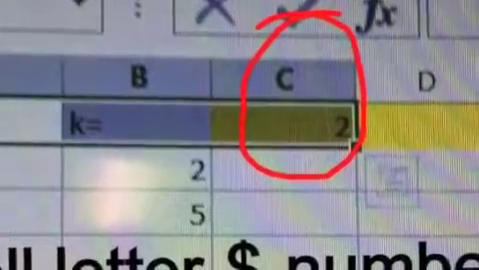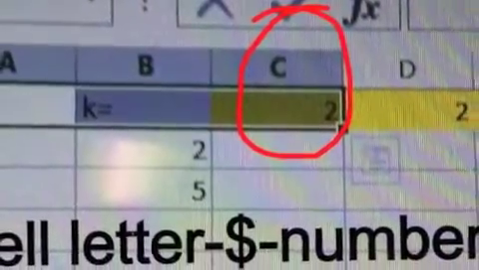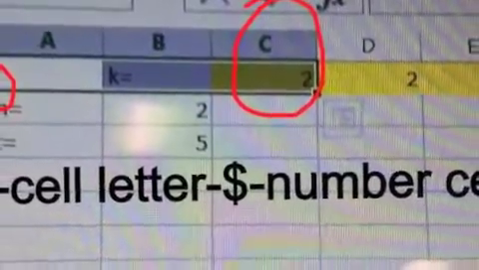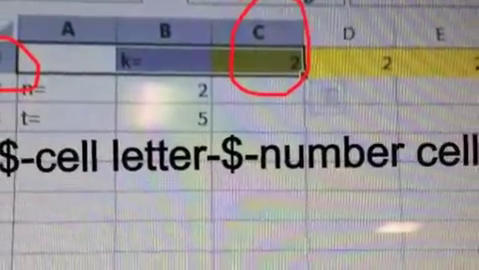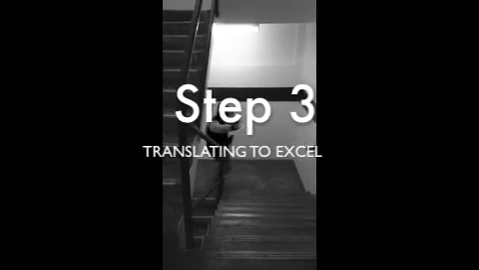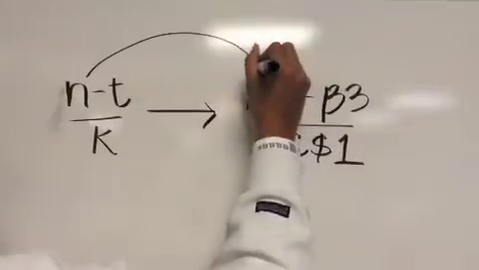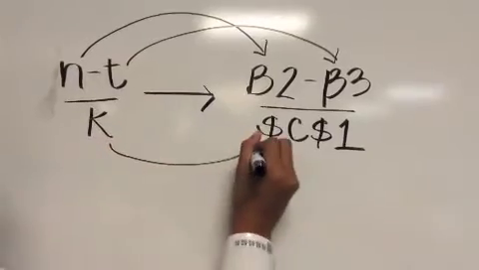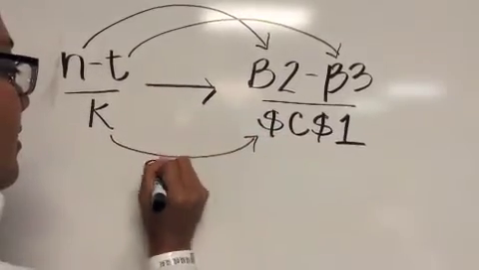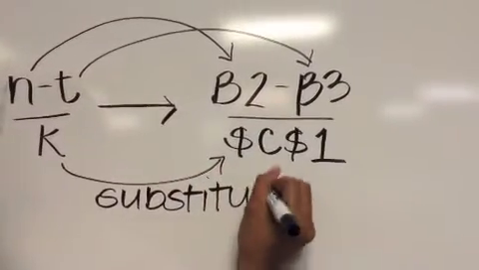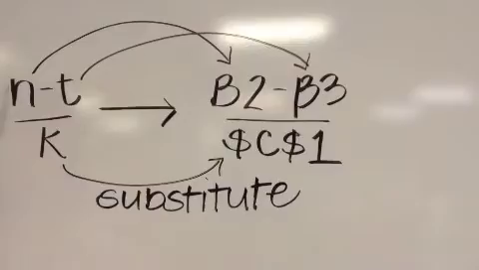K is a little different because K is known as the constant in this equation. Although K is in cell 1, because it is a constant, and as I stressed from the beginning, it will always have two dollar signs. The first dollar sign is before the C, and the second is in between the C and the 1. From the table, you will be substituting N, T, and K. So N would be B2, T would be B3, and K would be dollar sign C dollar sign 1.